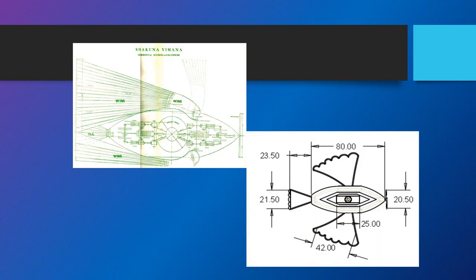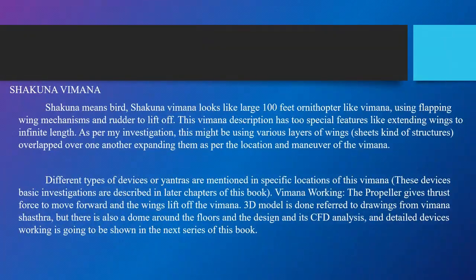Here in this slide, you can see the Shakuna Vimana top view. There are descriptions of many devices which have been used in this Vimana. Let me explain more about this. Shakuna, when we translate, means bird. So Shakuna Vimana looks like a large 100-feet ornithopter-like Vimana using flapping wing mechanisms and a rudder to lift off. This Vimana description has two special features, like extended wings to infinite length.